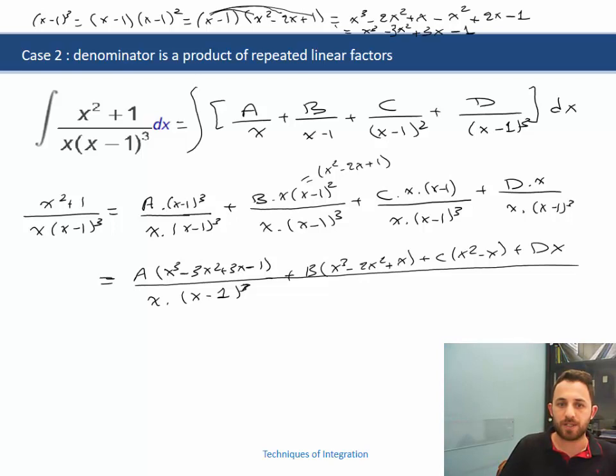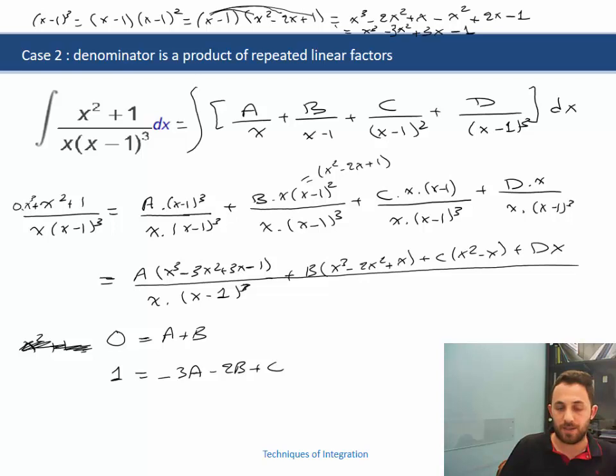Now we get the common denominator, x multiplied by x minus 1 cubed, on both sides, so we can compare the left side to the right side. You can consider 0 multiplied by x power 3, right? So 0 is equal to a plus b. The coefficient of x squared is equal to 1. So 1 is equal to minus 3a minus 2b plus c.